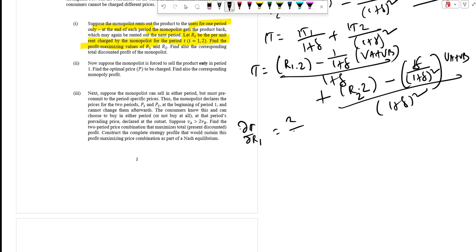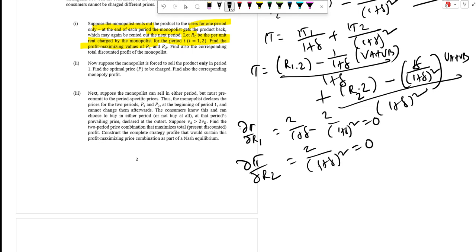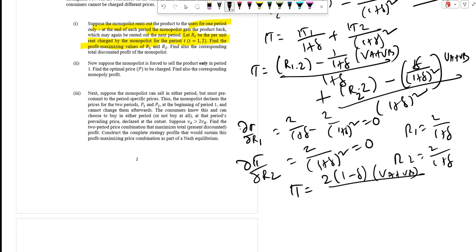So del pi del R1 is 1 plus sigma square equal to 0. So we find out that R1 is equal to this, and R2 is equal to this value. So substituting these values into the expression for the total discounted profit, we get this square. This is the first part done.